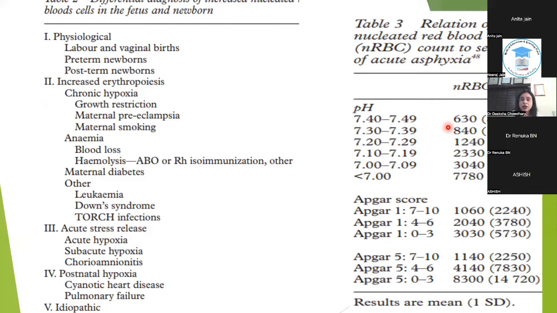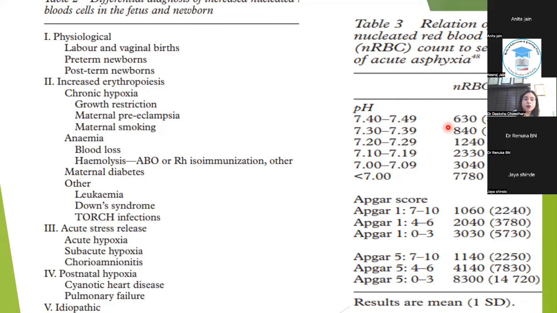So what are the causes of increased NRBCs? Physiological causes include the labor, vaginal births, preterm newborns, and their increase in NRBCs can be seen in chronic hypoxia from maternal smoking, growth restriction, maternal preeclampsia, maternal diabetes, besides the hemolytic anemias. They can also be seen in cases of Down syndrome, leukemia, and TORCH infections.